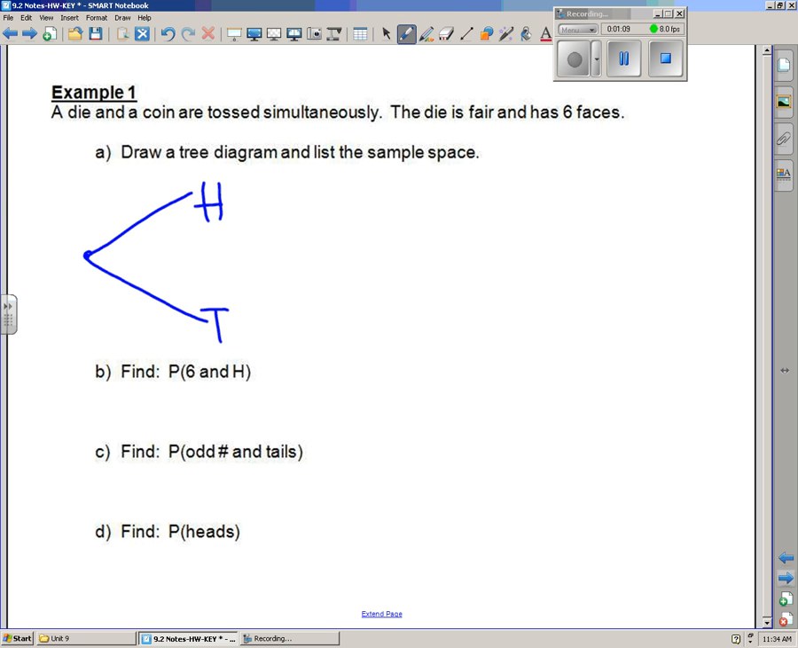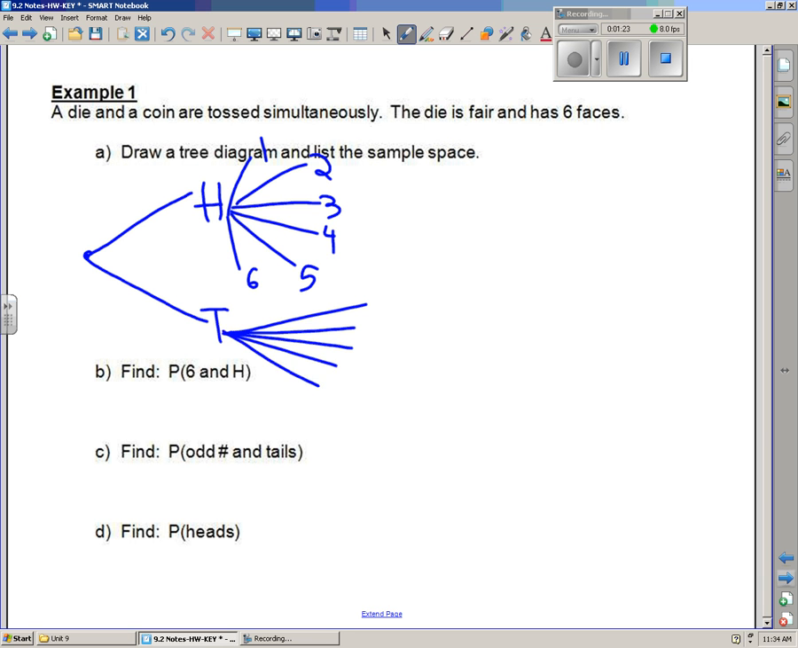Well, after you toss your coin, or maybe at the same time you toss your coin, you roll a die. Well, the die has 6 sides: 1, 2, 3, 4, 5, 6. The tails, again, sometimes it gets all messy, also has 6 sides. So this is your tree diagram. Your sample space is going to look like this.